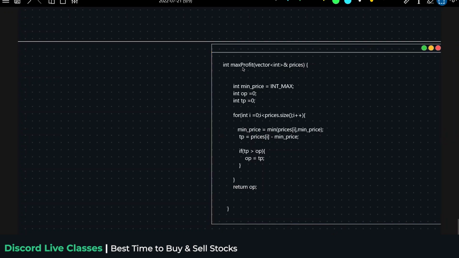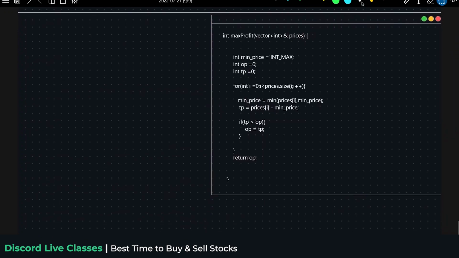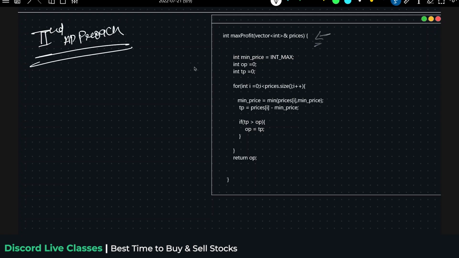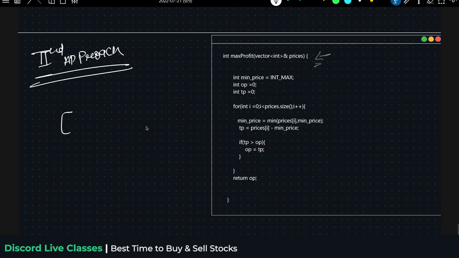Cool. This is basically nothing but the code for the second approach, that is the optimal approach, and this approach will follow the maximum time in this question. So what we will be doing is, we are given an array again.